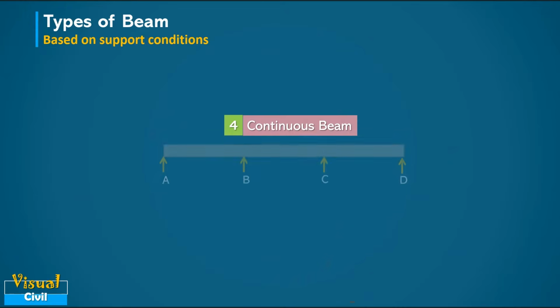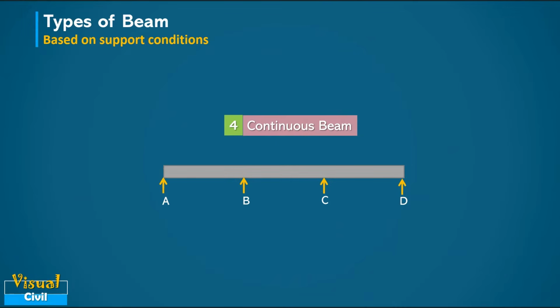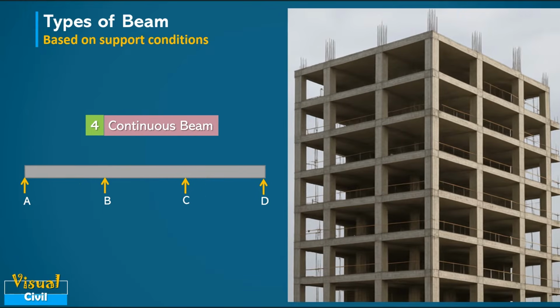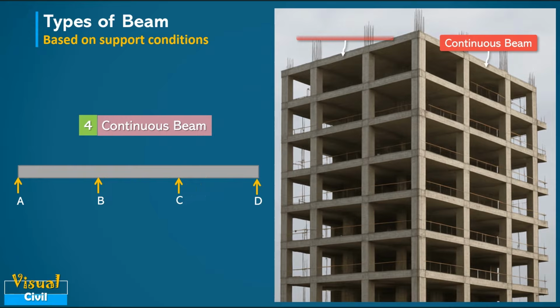Finally, in this category, let us discuss continuous beam. This type of beam extends over more than two supports. It is used in multi-span slab, bridges, and long corridors. They distribute loads very efficiently and reduce bending moment compared to single span beam.